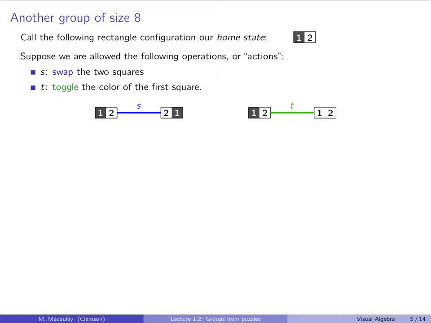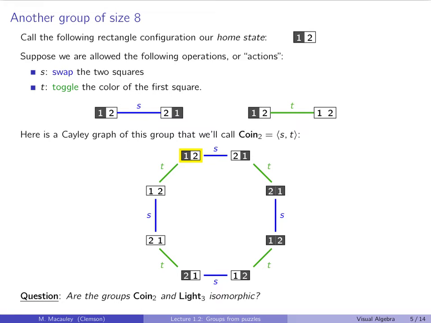Suppose we are allowed the following operations or actions. S is what we get by swapping the position of these 2 squares, so this turns into white 2 and black 1. And T is the action of toggling the color of the first square, so it goes from black to white. Here is a Cayley graph of this group, and I'm going to call this coin 2.